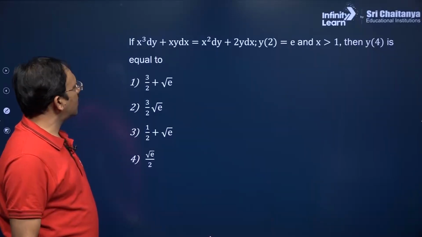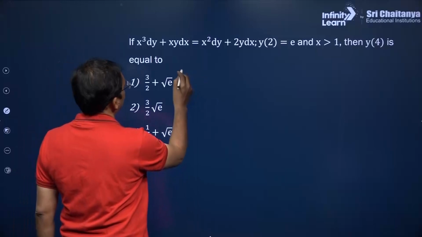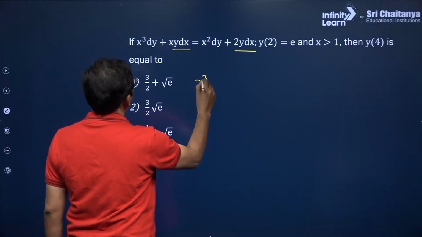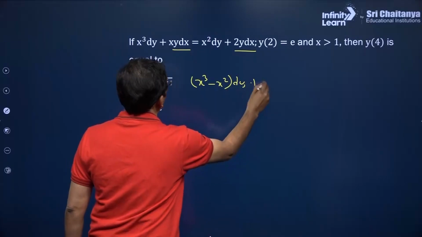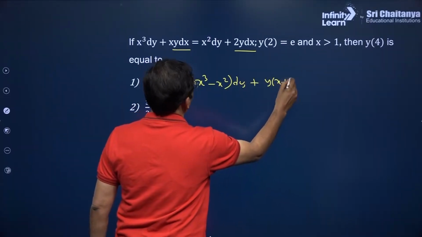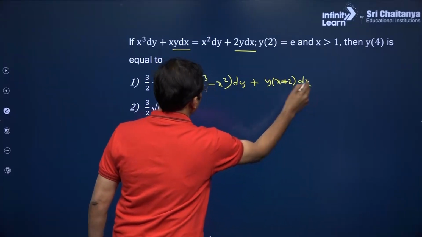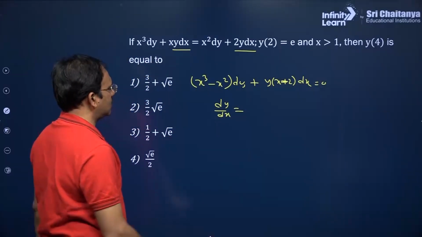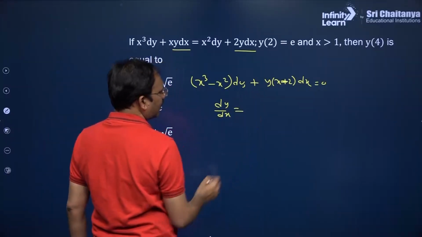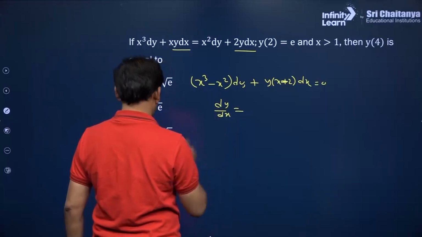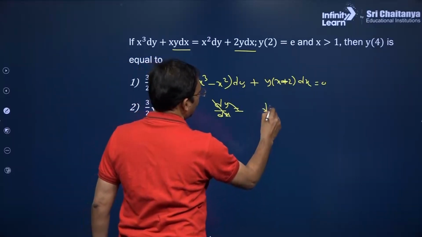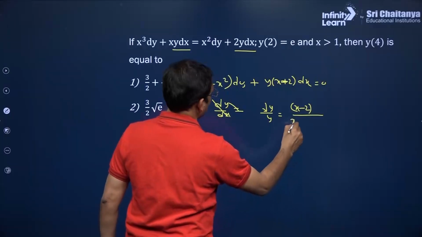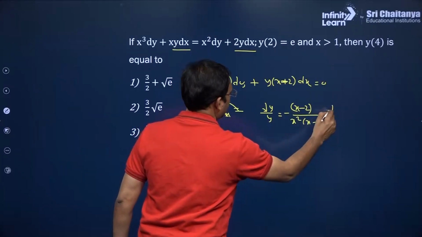This differential equation you can do by variable separable method. So y dx is here, y dx is here, you can write here, my dear friends. So x cube minus x square into dy plus, my dear friends, y into x minus 2 into dx equal to 0. So you can just write dy by y is equal to, minus dx, x minus 2 by x square into x minus 1, with minus dx, my dear friends.